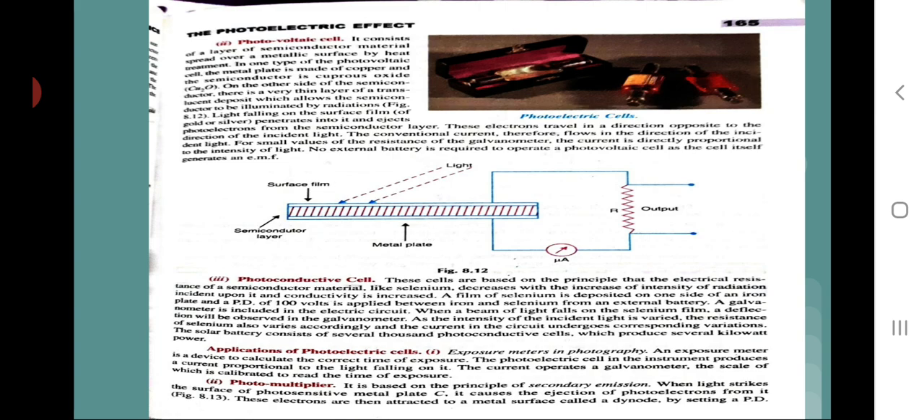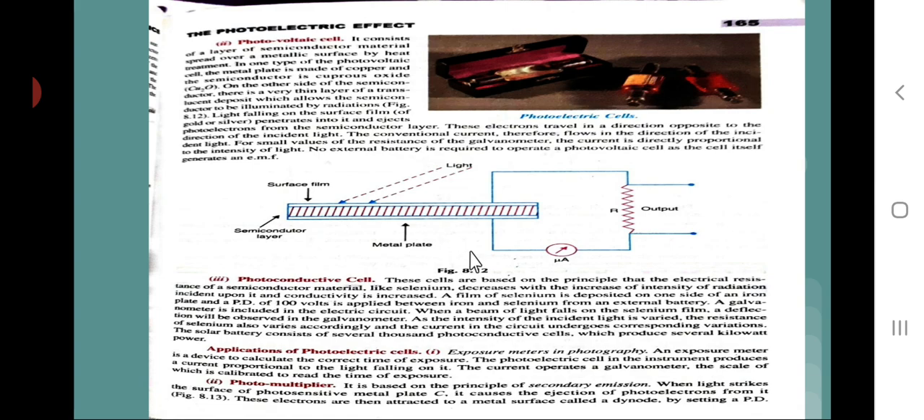Radiation of light falling on the surface film penetrates into it and ejects photoelectrons from the semiconductor layer. These electrons travel in the direction opposite to the direction of the incident light. The conventional current flows in the direction of incident light. For small values of resistance of the galvanometer, the current is directly proportional to the intensity of the light. No external battery is required to operate a photovoltaic cell, as the cell itself generates an EMF.